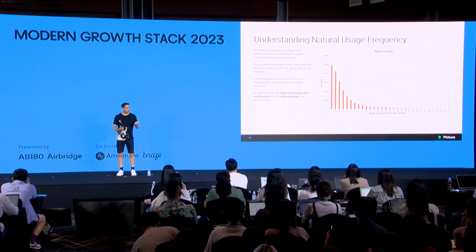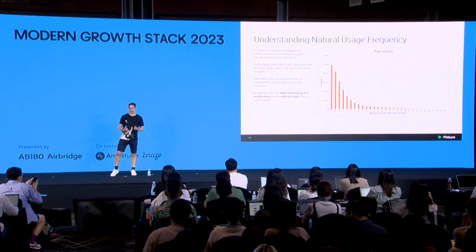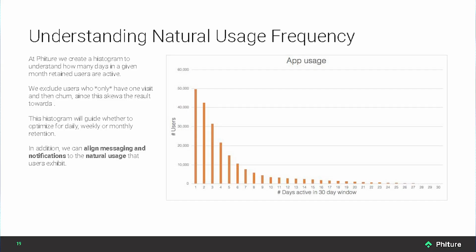Okay, so another graph that you might want to look at, particularly when you're trying to define your strategy for re-engaging users, would be natural usage frequency. You want to think about, what is the reasonable expectation for usage of your product? How many days within a given month will the average user actually want to engage with your product?